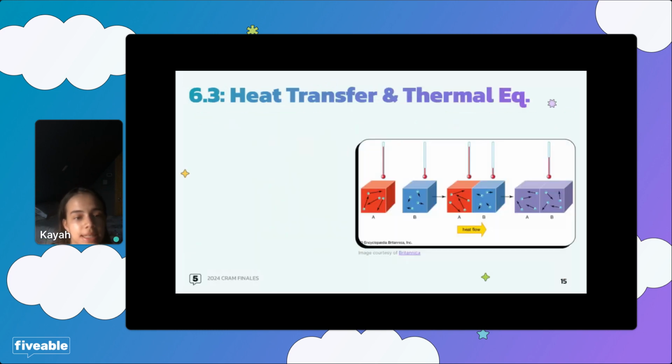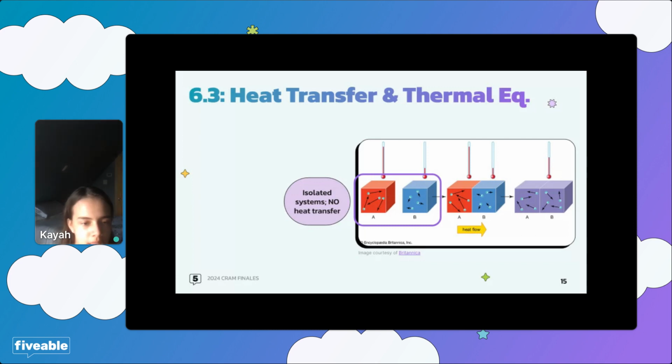Next thing you have to know is heat transfer and thermal equilibrium, right? If you have an isolated system, like shown in the boxed purple, that means there's no heat transferred. If you have something in the freezer and then something outside of the freezer, they're isolated systems. There's no heat transfer between these two objects, like shown between A and B. There is no direct contact, therefore there is no heat transfer.